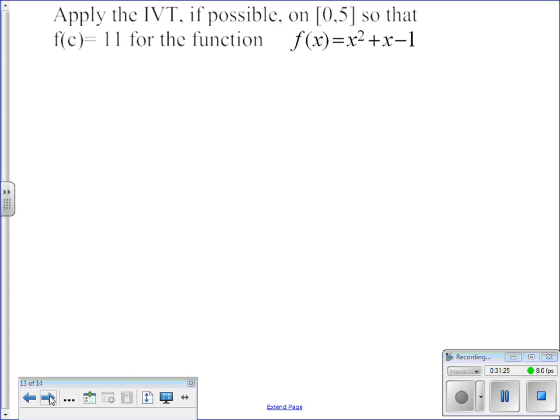Okay, so here's what they're saying. Is there a place between 0 and 5, a point C, where the function equals 11, where f of C is equal to 11? Is there a point between them? So how do I test this? Well, find the endpoints. What's f of 0? -1. What is f of 5? 29. Is 11 between -1 and 29?